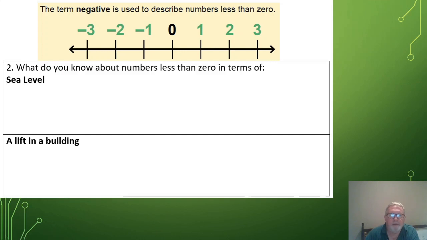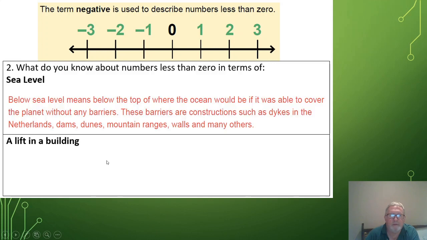All right. This answer is going to be a bit more complicated than you would have written down, I'm certain, but it should develop your understanding a bit more. So when we're talking about sea level, if something is below sea level, it means it's below the top of where the ocean would be if it was able to cover the planet without any barriers. Now, of course, we all know that sea level changes with the tides, and so the concept of sea level must be an average.